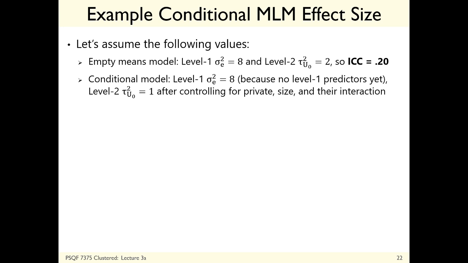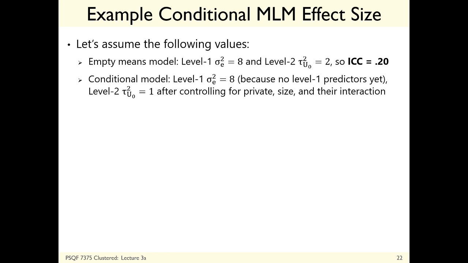Cool. Now let's say that I put in my predictors, private, size, and their interaction, which are all level 2 variables. So they have explained part of the level 2 variance. Let's say that they get half of it. So the level 2 variance used to be 2. Let's say it's 1 after putting in my 3 fixed effects. Level 1 variance stays at 8 because school predictors cannot explain person-level information.